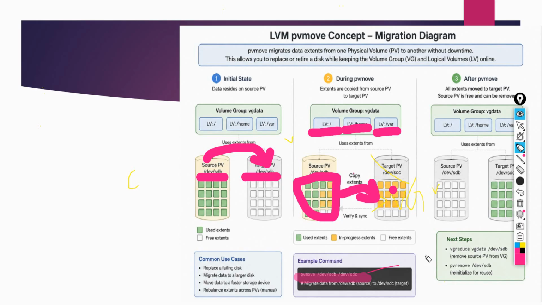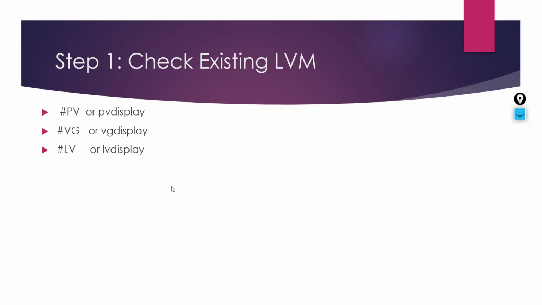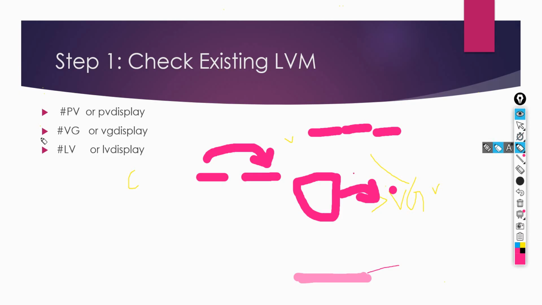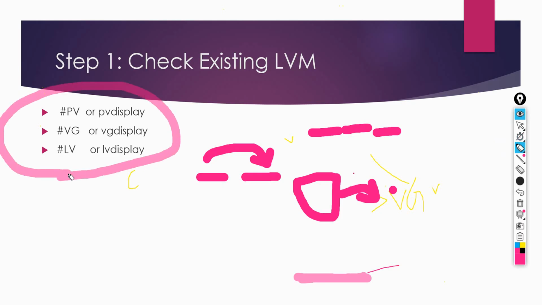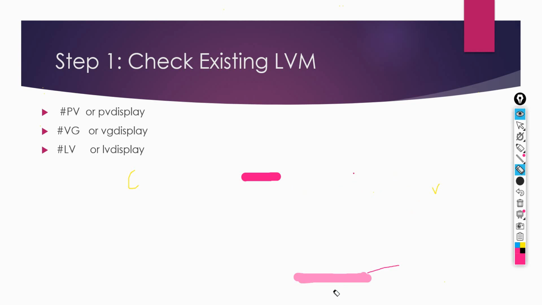So how can we do it technically? I'm going to explain the possibilities one step at a time. First of all, these are the basic commands we are going to discuss. Before performing any kind of activity, make sure you perform a PV check, VG check, and LV check.